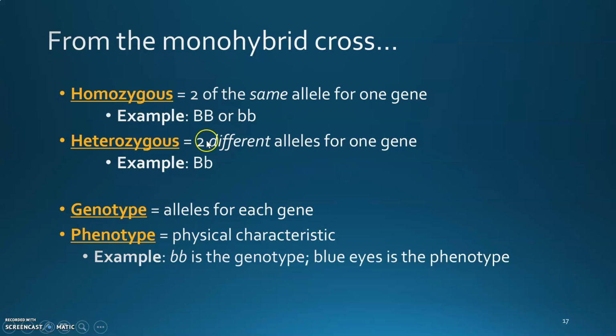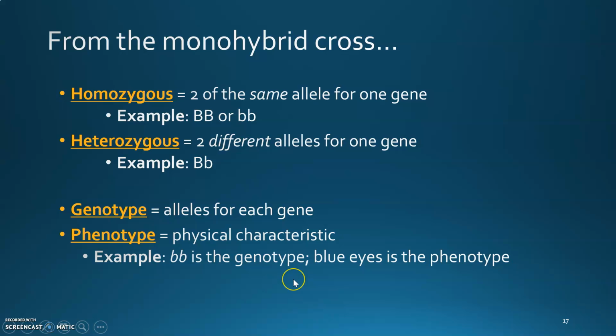And when we're talking about these big B's and small b's, what we're really talking about is the genotype, or the alleles for each gene, or the genetic makeup for each gene. But when we're talking about what we actually see physically, that's what's known as a phenotype. So phenotype is the physical characteristics that we see.